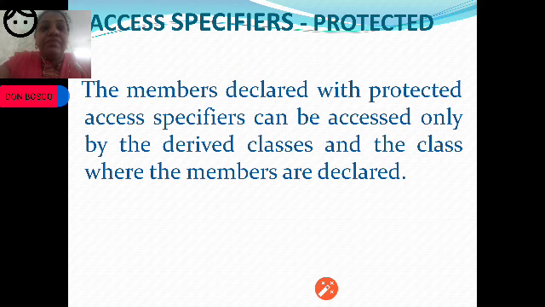The protected members are generally used in inheritance. Protected members can be accessed only by the derived classes, not from any other class. The members declared under the protected access specifier can be accessed only by the derived classes and the class where they are declared. Next we have an example to represent the protected access specifier.